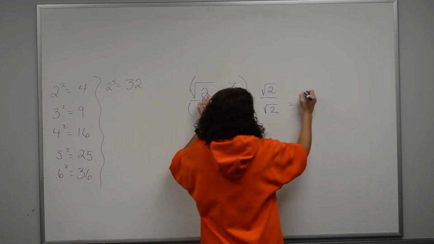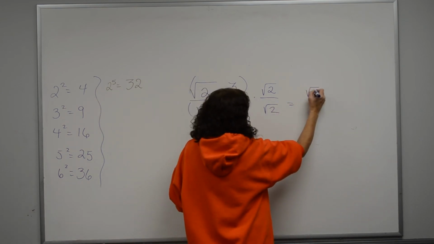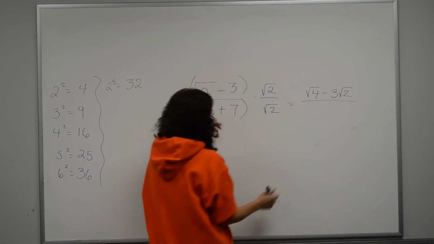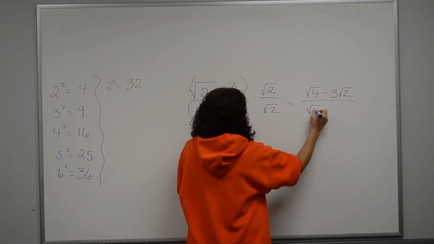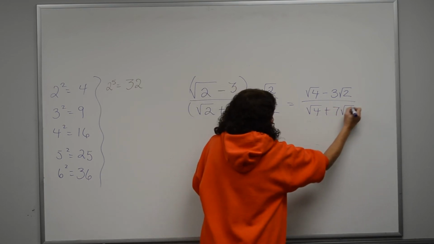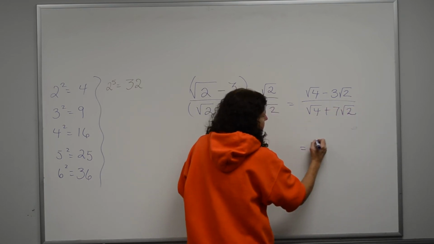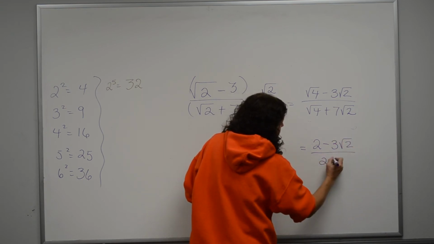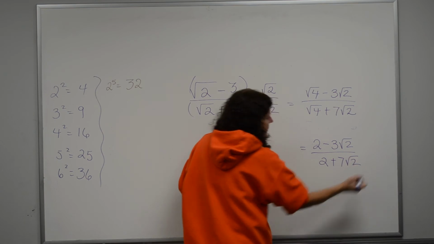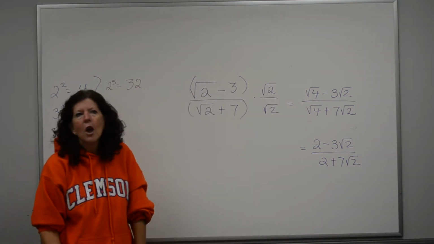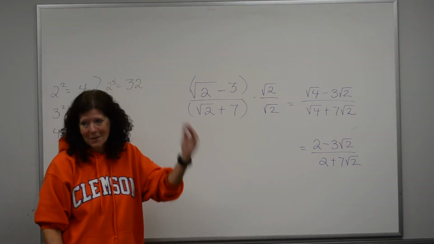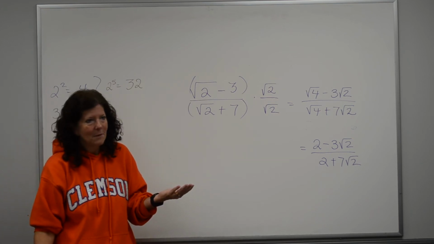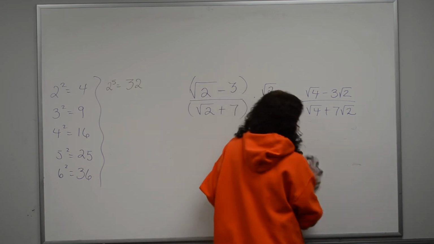So I'm going to have square root of 2 times the square root of 2, which is square root of 4, minus 3 on the square root of 2, and of course that can be broken down. On the bottom I'll have the square root of 4 plus 7 on the square root of 2. When I reduce, I get 2 minus 3 on the square root of 2 over 2 plus 7 on the square root of 2. Did I get rid of the square root on the bottom? No. I still have a square root on the bottom. So that accomplished absolutely nothing except for using time. All right, so there's got to be a different way.